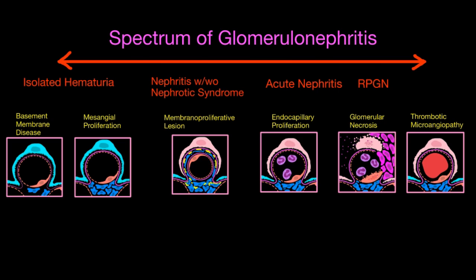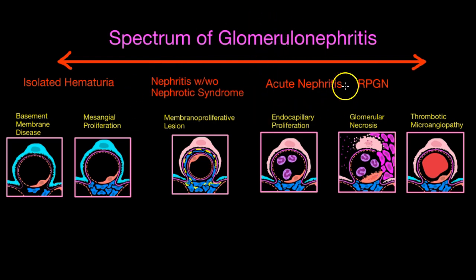So glomerulonephritis is a pretty general term. It includes a lot of other diseases, and these diseases could present differently. And I want to sort of frame this talk among the following spectrum. Some diseases could present with just isolated hematuria and not much decline in kidney function. Some diseases can present with a nephritis, with or without the nephrotic syndrome.